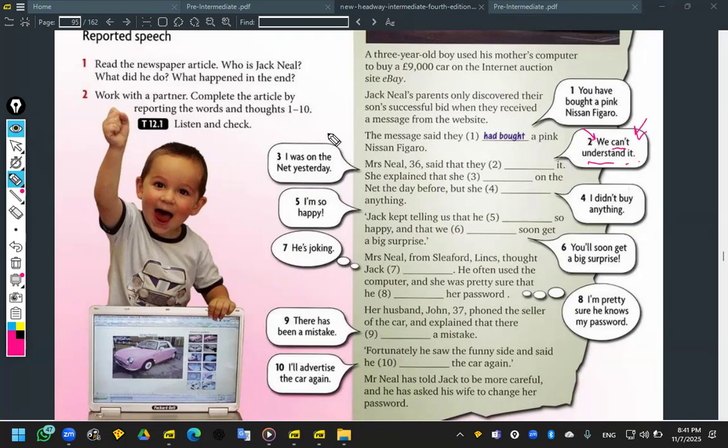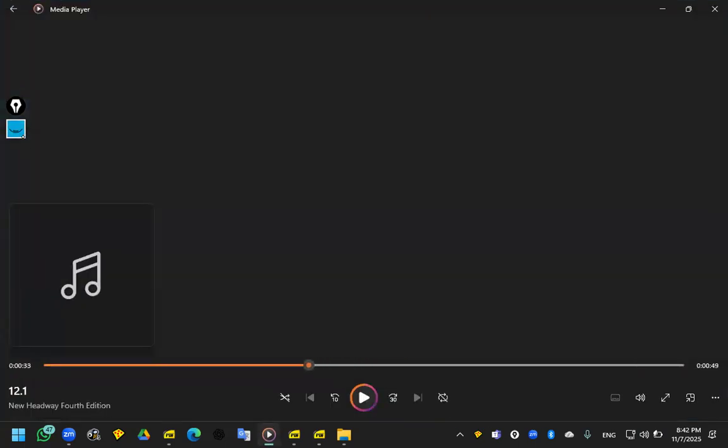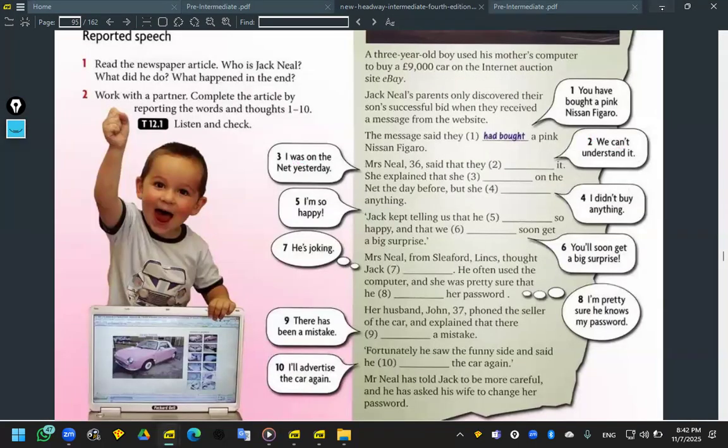So this is number 3. Here we have simple past, because if I want to go back one step behind, the verb to be becomes had been. And absolutely be careful about the time marker. Here we have yesterday. The time marker should be changed. It becomes the day before. Okay. She hadn't bought anything. Jack kept telling us that he was so happy and that we would... Wait, I think I have to go back one step. I have to go back in the recording because we missed number 4.